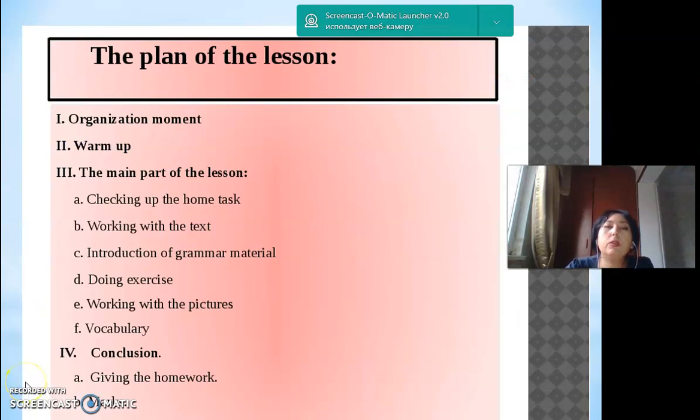Now I would like to present a sample plan of the lesson. It consists of four parts, or four stages: organization moment, warm-up, the main part of the lesson, and conclusion. The main part of the lesson consists of checking up the homework task, working with text, introducing grammar material, doing exercises, working with pictures, and vocabulary. The conclusion consists of two points: giving the homework and marks.